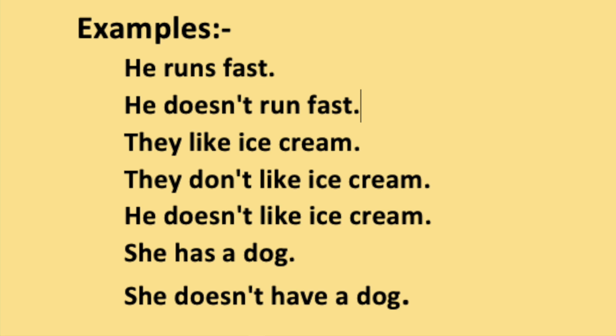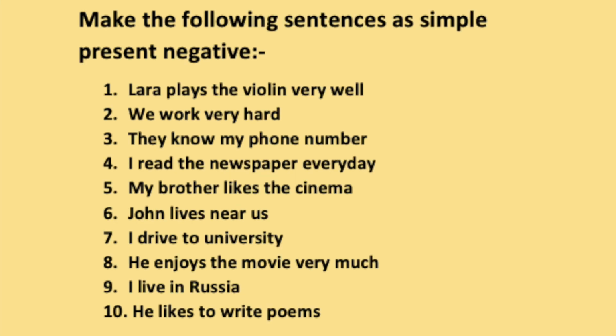Okay, then she has a dog. How do you write this? Can you write she hasn't a dog? No. Here has is a verb. So she doesn't have a dog. Don't use has plus doesn't. Okay, she doesn't have a dog. So, do the exercise. Make the following sentences as simple present negative.